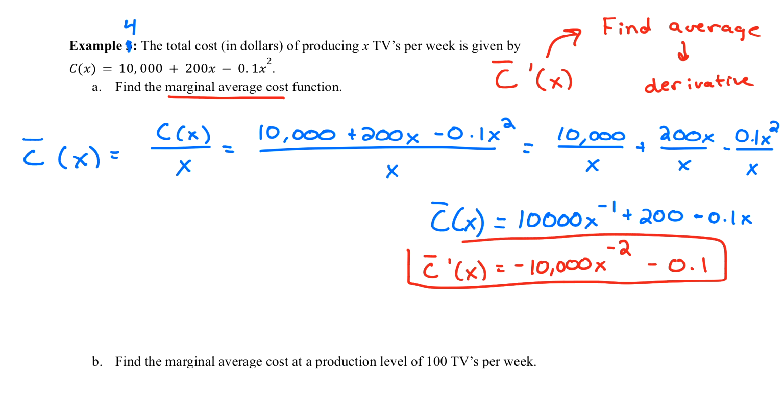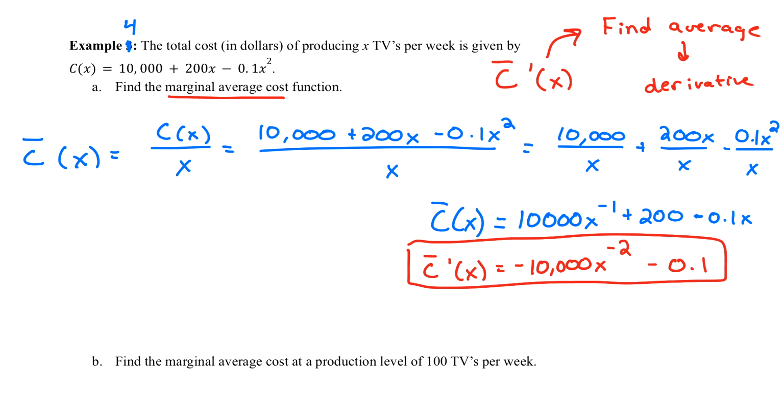Now, if you wanted to leave your answer like this, that's perfectly fine. But I'm kind of looking ahead at part B. Part B says find the marginal average cost at a production level of 100 TVs per week. Generally, I don't like to work with negative exponents. In my next problem, I'm going to have to take 100 and plug it in for x, and I just don't like working with negative exponents. In general, we just don't have as much experience working with those.